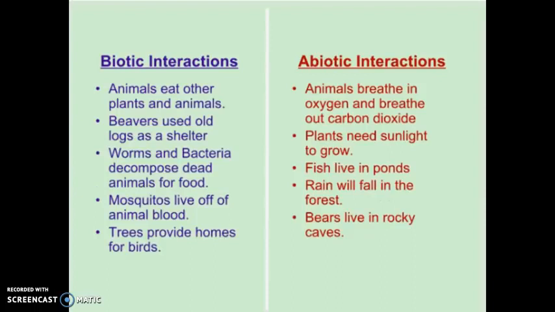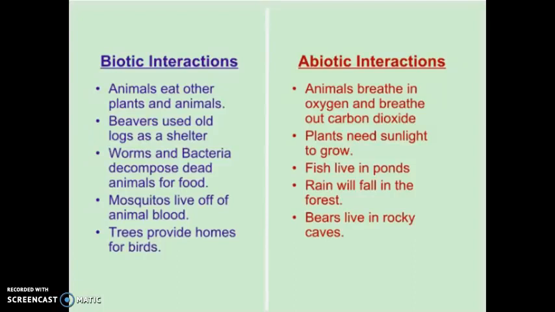In every ecosystem, there are a lot of interactions with these biotic and abiotic features. For instance, some biotic interactions would be when animals eat other plants or other animals to survive, when a beaver will cut down a tree and use logs as a shelter, when worms and bacteria decompose dead animals for food. We know that mosquitoes will live off of the blood of other animals, and trees will provide homes for birds.